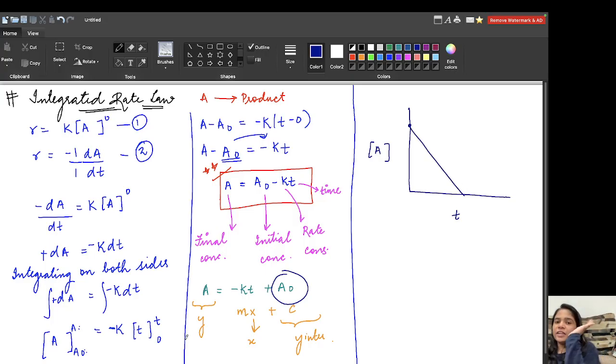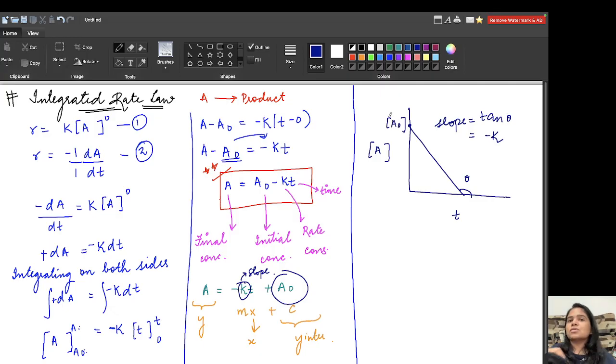Which one will be tan theta? I told you a trick. Take your left hand. Whatever side is facing the front, that will be your theta, the positive theta. So this is my theta. So slope equals tan theta, and this theta is actually your minus k. This is your slope. So slope is minus k, which is your tan theta, and here the intercept will be A naught.